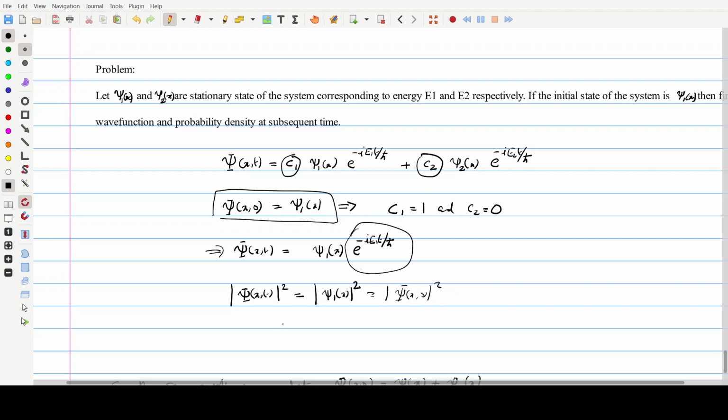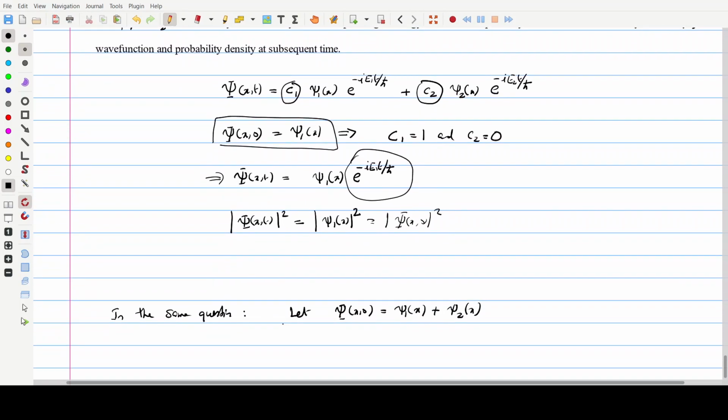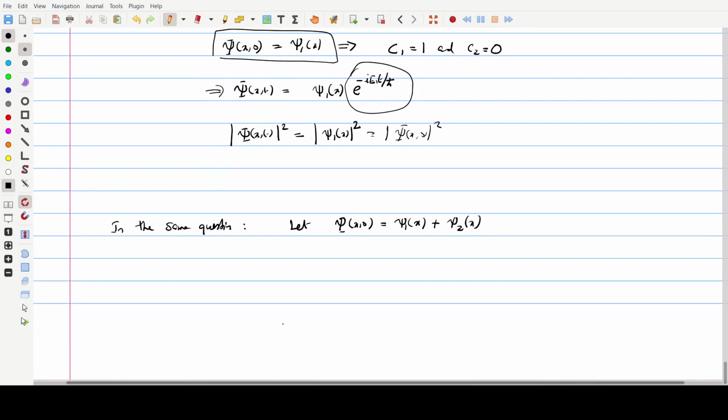Now we can explore what will happen if the initial state is a superposed state. Instead of the initial state psi1 of x, suppose you consider a situation in which psi of x,0 is a sum of psi1 of x and psi2 of x. So it is a superposition of two stationary states. Then what is our expectation? Will there be any time dependence for the probability density or not? We can check.